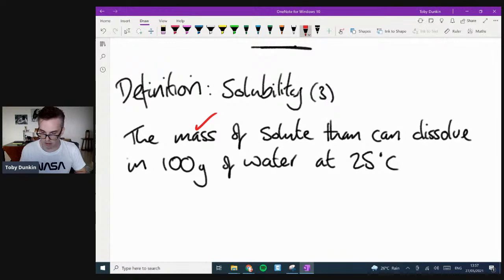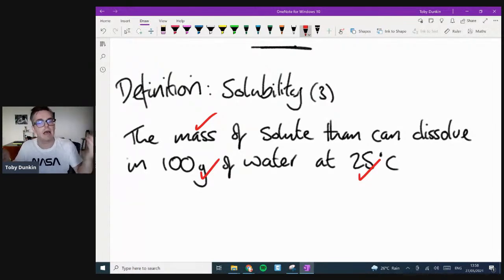The mass of solute that can dissolve in 100 grams of water at 25 degrees Celsius. The reason for these very particular numbers in the definition is because we know that if you have more water, you can dissolve more. Yeah, it doesn't mean you dissolve faster, but you could dissolve more. And now we also realize that temperature impacts solubility. So we also need to state a temperature.